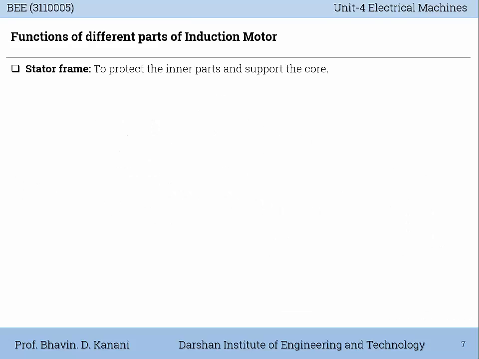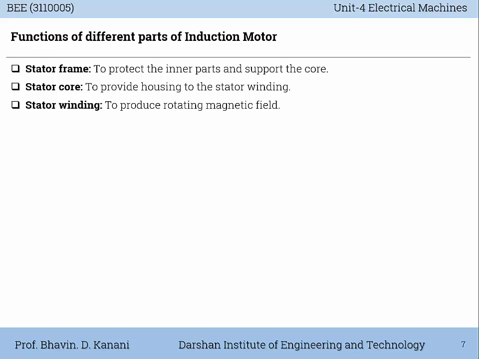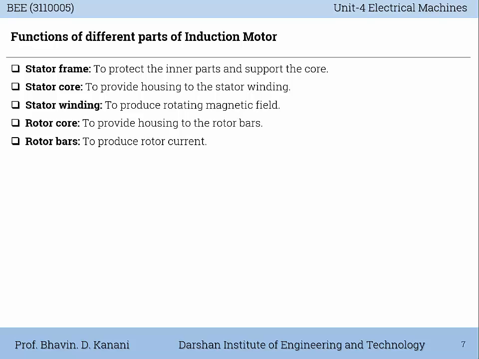Stator frame. The function of this stator frame is to protect the inner parts and support the core. The function of stator core is to provide housing to the stator winding. The function of stator winding is to produce rotating magnetic field. The function of rotor core is to provide housing to the rotor bars. The function of rotor bars is to produce rotor current. The function of end ring is to provide closed path to the rotor bars to produce rotor current.